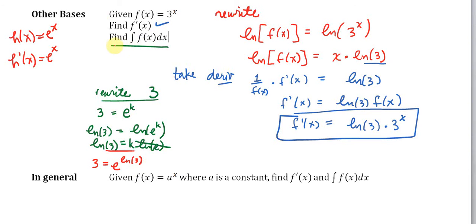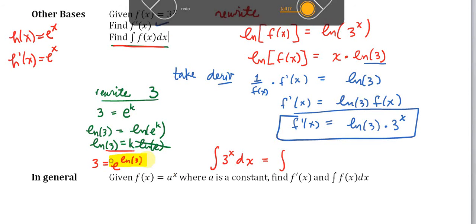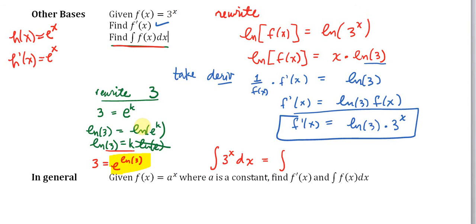And so now we can take our antiderivative as follows. The antiderivative of f, which is 3 to the x, is really equal to the antiderivative. And again, we are rewriting the number 3. We're not doing anything special except to rewrite the number 3. So instead of having 3 to the x, I'm going to have e to the natural log of 3, that whole thing raised to the x, dx.